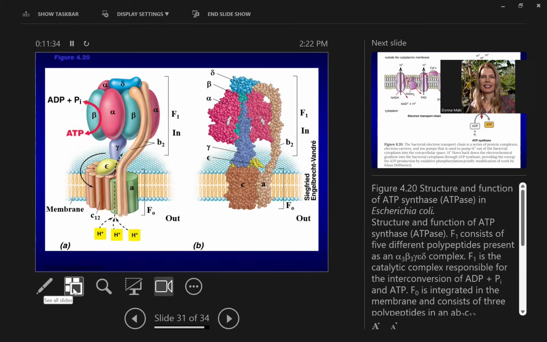As they go through that complex, it's going to provide the mechanism, the torque force actually, to combine a phosphate onto ADP. So this is not substrate level phosphorylation because you're dealing with a proton gradient linked to an electron transport chain. So if it's not substrate level, what's the other method we've been learning about? Electron transport linked phosphorylation. Very good. Electron transport linked phosphorylation.